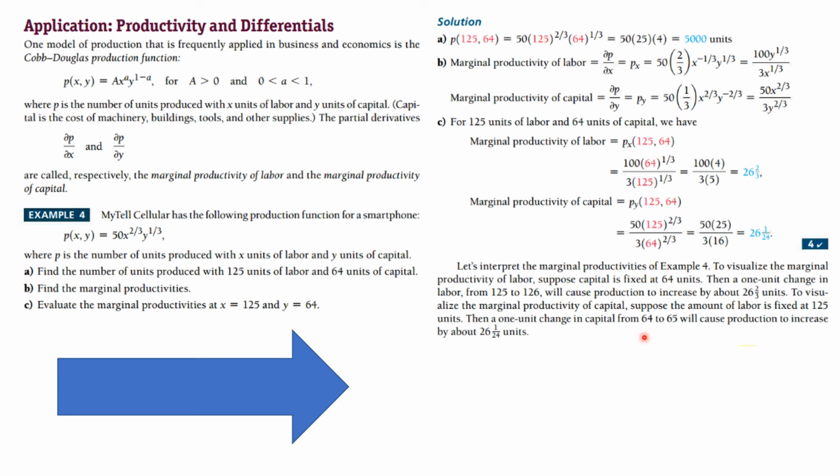Now let's interpret what that means. So that means the marginal productivity of labor, suppose capital is fixed at 64 units, then a 1 unit change in labor from 125 to 126 will cause production to increase by about 26 and 2/3 units. To visualize the productivity of capital, suppose labor is fixed at 125, then a 1 unit change in capital from 64 to 65 will cause production to increase about 26 and 1/24 units. Again, you see the meanings are similar to what we learned before about the marginal productivity.